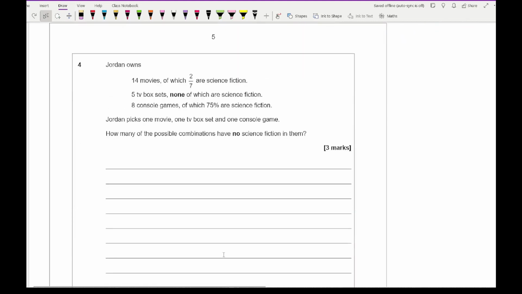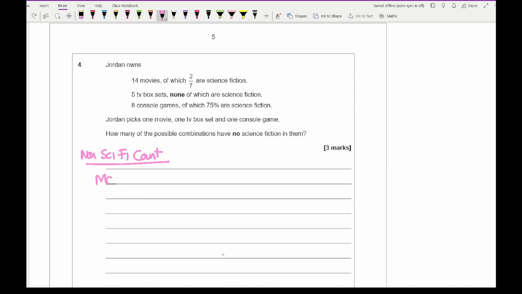Moving on to question 4, it says Jordan owns 14 movies, of which 2/7 are science fiction, 5 TV box sets, none of which are science fiction, and 8 console games, of which 95% are science fiction. Jordan picks 1 movie, 1 TV box set, and 1 console game. How many possible combinations have no science fiction in them? So let's first of all do a non-sci-fi count. So in terms of the movies, if I can spell it, which clearly I cannot.